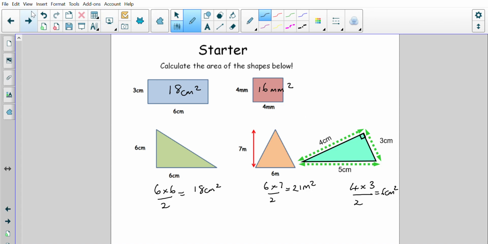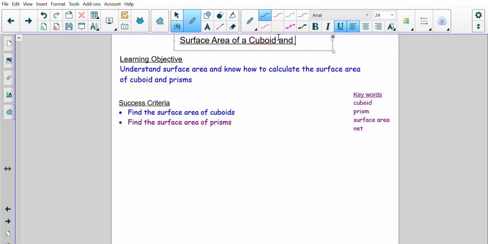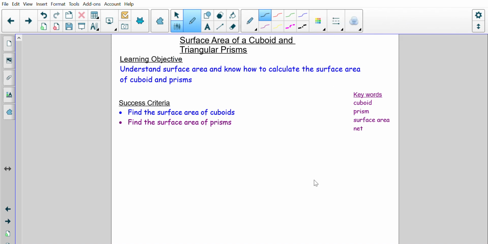Okay, so in today's lesson, we're going to be looking at surface area of a cuboid and triangular prisms. Oh, let's put a G in there, triangular prisms. So you can put that title into your exercise books and today's date.